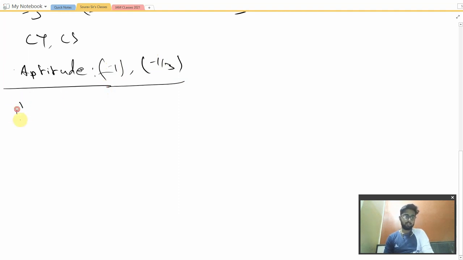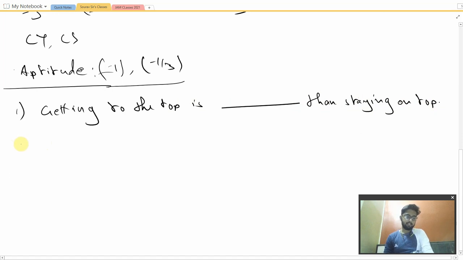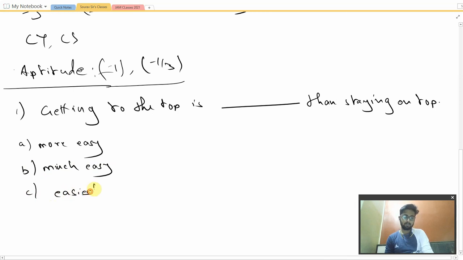The first question is: getting to the top is dash, then staying on top. The options given are more easy, much easy, easiest, and easier.